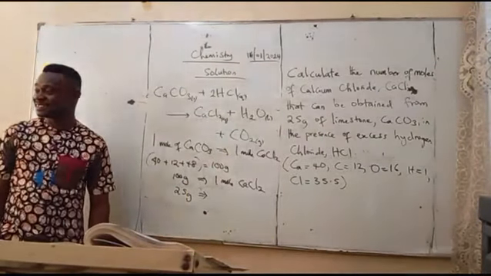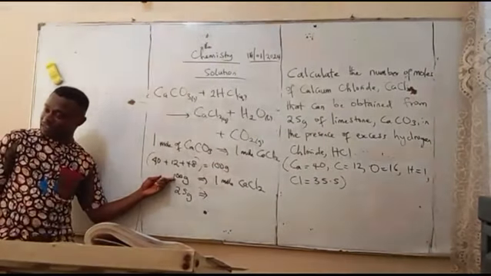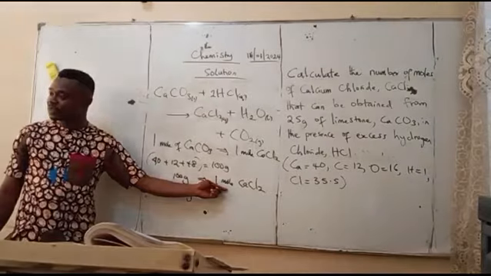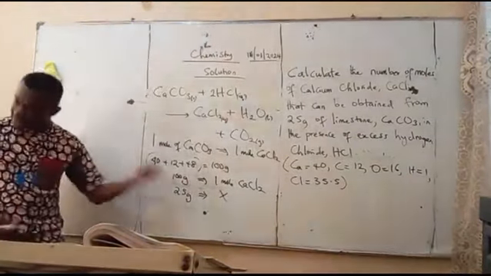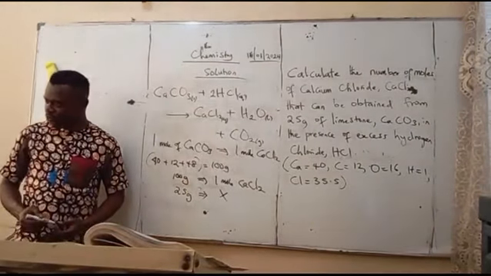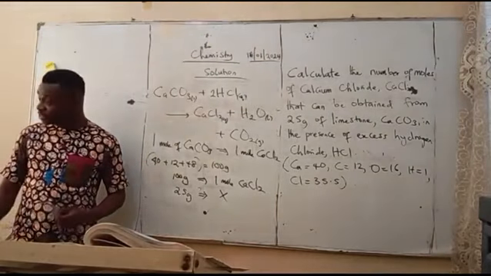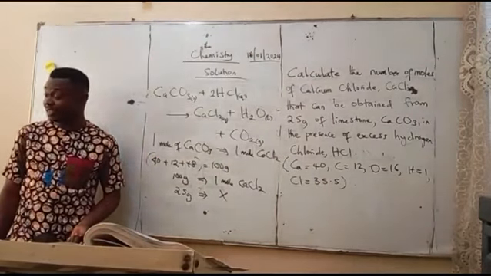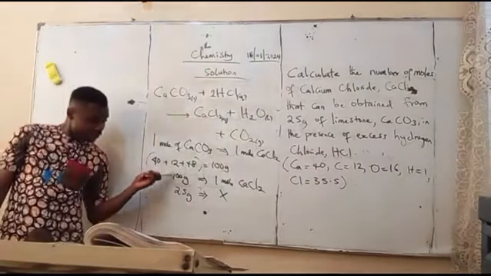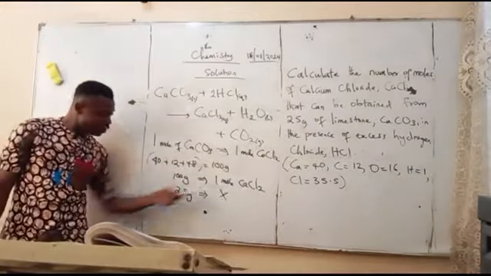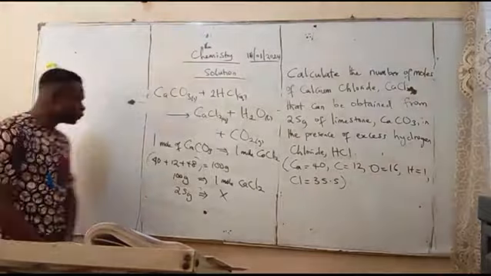If 100 gram of calcium carbonate yields 1 mole of calcium chloride, 25 gram of calcium carbonate will yield X. Find the X, do it now. Cross multiply. If 100 gram is 1 mole, 25 gram will now be X. True or false? Find X. What's the answer? 0.25 moles.